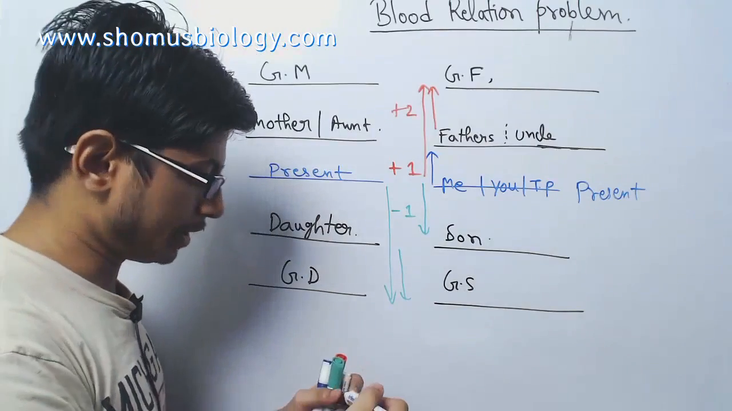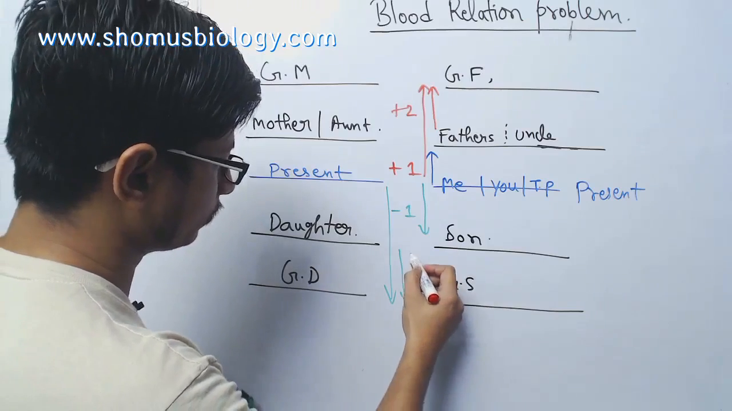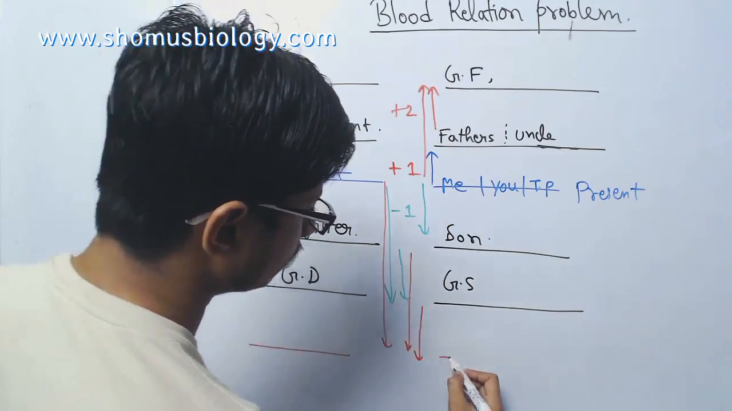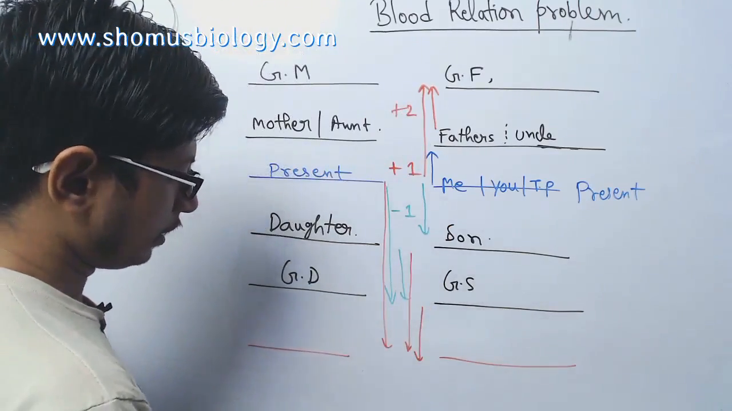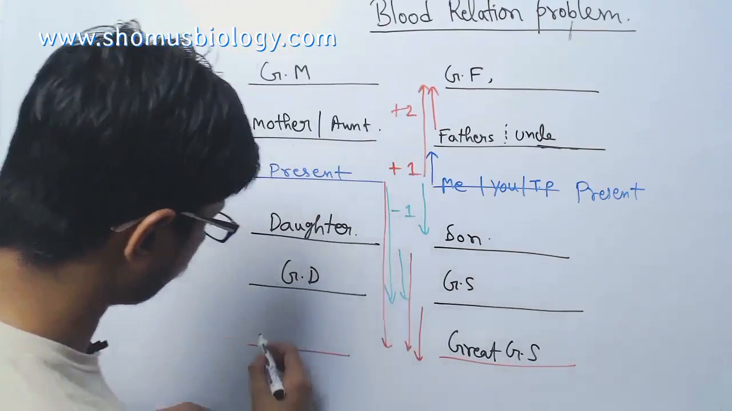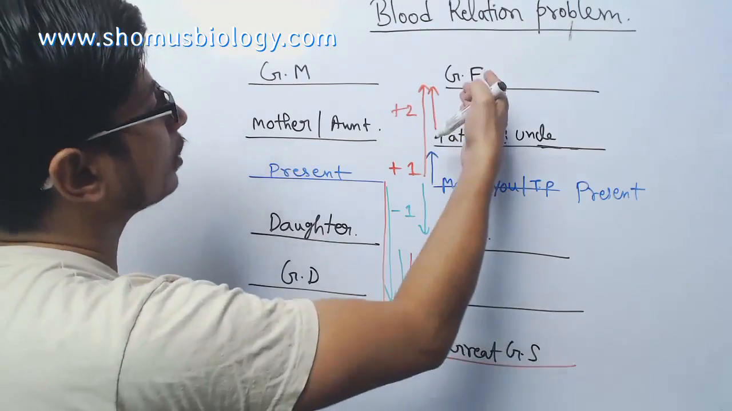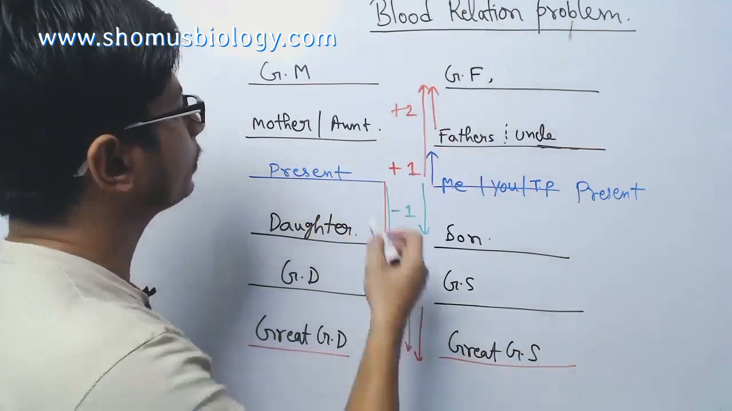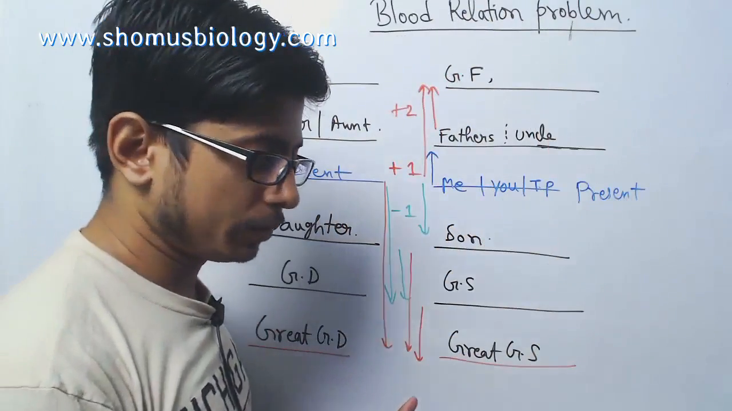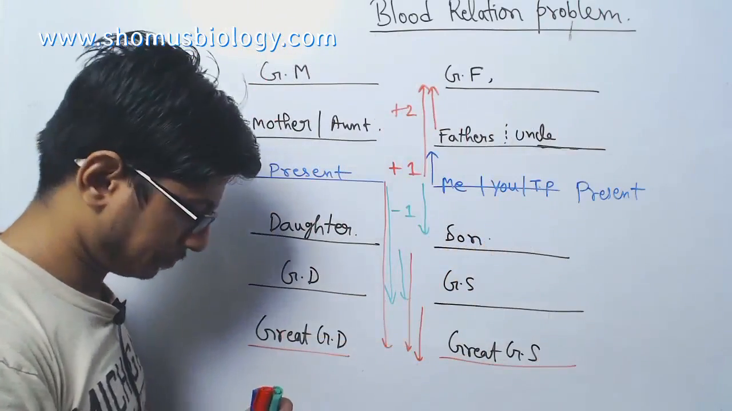Let's go three generations down, the ultimate one. Three generations down, we will have great grandson and great granddaughter. Similarly, we can also go three generations up, which will be great grandfather and great grandmother. So this is the scale, we call it the relationship scale. You should have a proper idea of this scale.